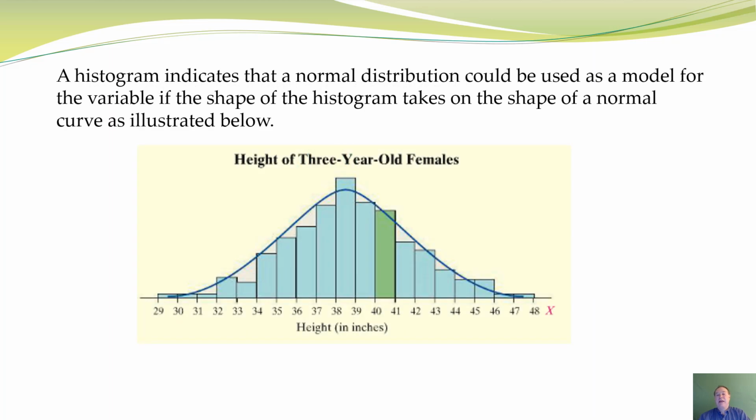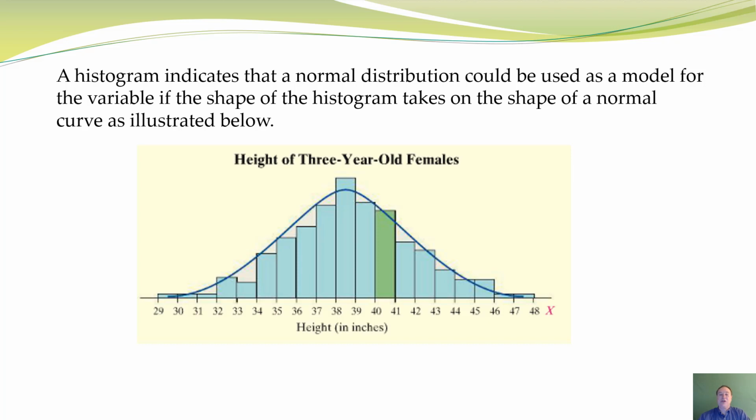Okay, now a histogram indicates that a normal distribution could be used as a model for the variable if the shape of the histogram takes on the shape of a normal curve as illustrated below. When we talked about histograms earlier, we talked about a histogram could be skewed left, skewed right, could be uniform, or it could be symmetric. So basically, if it's going to fit the normal distribution, the histogram is going to follow a symmetric format. So if you look at this histogram below, the height of 3-year-old females, yes, I could possibly graph a normal distribution curve over top of the graph. It's not going to be exact, but it's close enough to say that it would follow a normal distribution.